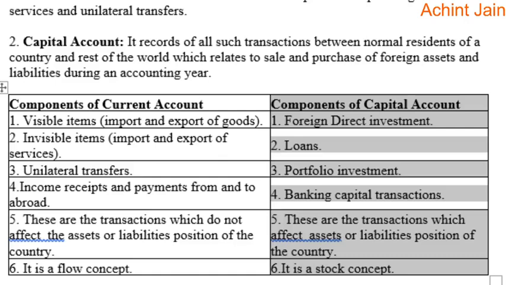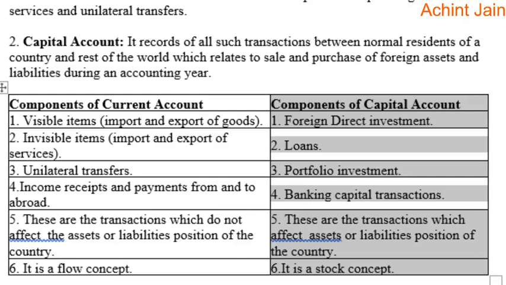Now we go with the first one, the foreign direct investment. It includes foreign investment, foreign institutional investment, or portfolio investment by the residents of the country abroad or by the rest of the world in the domestic country. The next one is borrowings. It includes commercial borrowings by the government or private sector from the rest of the world and external assistance to or by a country. The next one is official international reserves. It includes the changes in gold and foreign exchange reserves with the central bank.